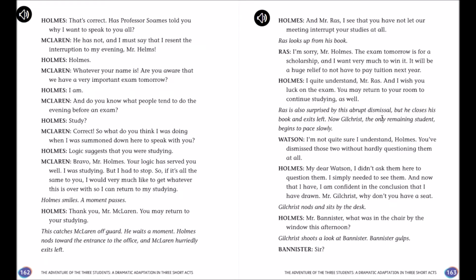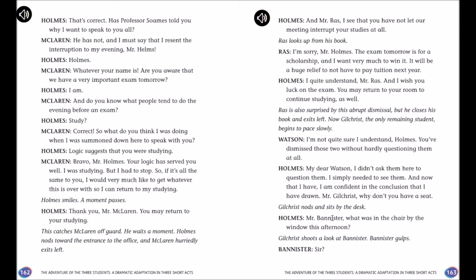Now Gilchrist, the only remaining student, begins to pace slowly. Watson: I'm not quite sure I understand, Holmes. You dismissed those two without hardly any questioning them at all. Holmes: My dear Watson, I didn't ask them here to question them. I simply needed to see them, and now that I have, I'm confident in the conclusion that I have drawn. Mr. Gilchrist, why don't you have a seat? Gilchrist nods and sits by the desk.